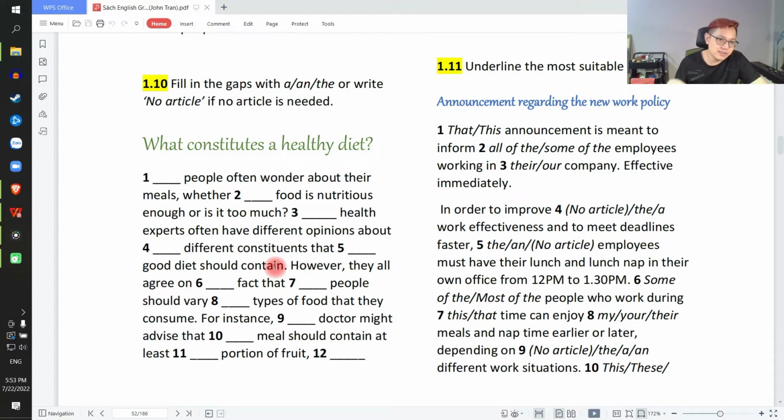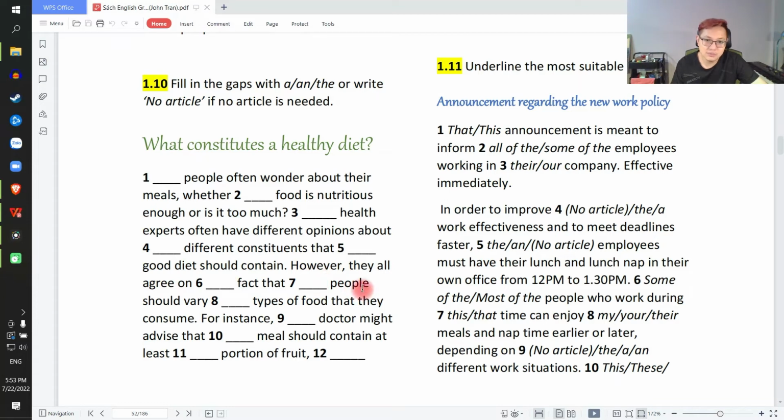Number 6. However, they all agree on the fact that it's not a random fact. It's a specific fact that people should vary the types of food that they consume. Đây là cái sự thật hiển nhiên, nói riêng, đó chính là sự thật hiển nhiên nào? Đó là sự thật hiển nhiên rằng con người nói chung nên đa dạng hóa cái loại thức ăn mà họ nên tiêu thụ. Cho nên chỗ số 6 này phải là the fact nha, nó nói cụ thể.